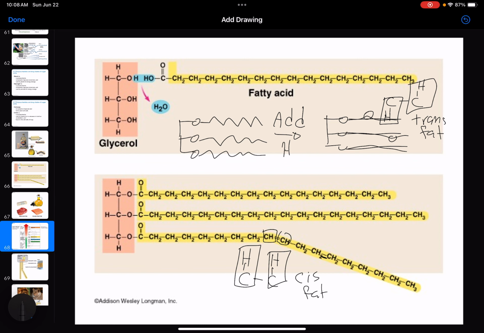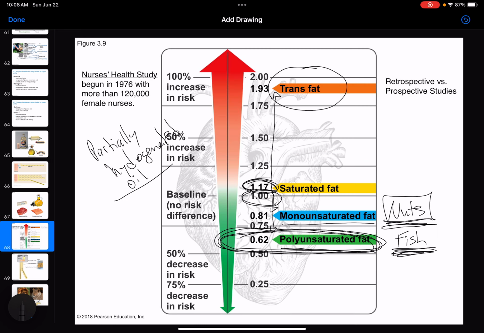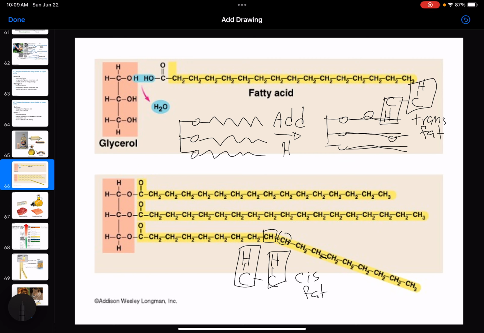And what does trans fat do? Increases your heart risk to double the amount. So you need to look in your cookies, any food item, look in the back nutritional label. And if you see that it contains partially hydrogenated canola, partially hydrogenated corn, partially hydrogenated safflower oil, anything that is partially hydrogenated has gone through this reaction and it's created trans fats.